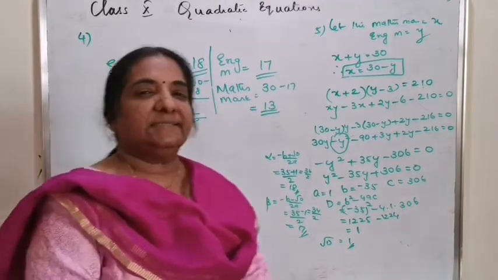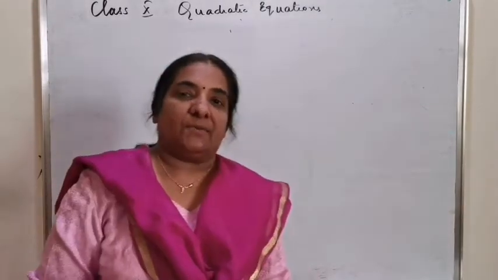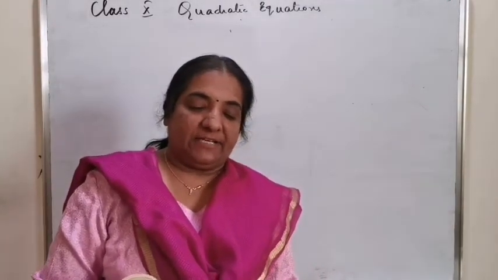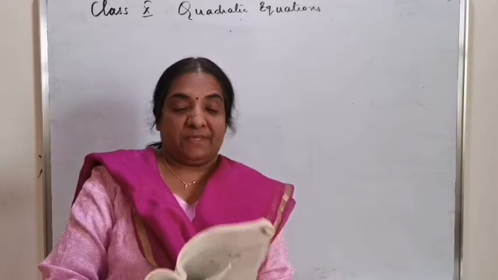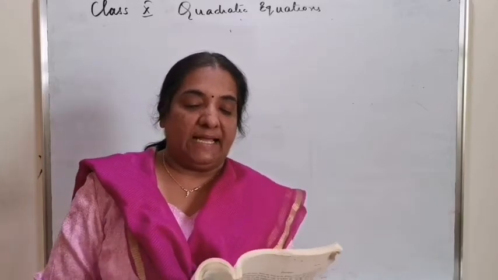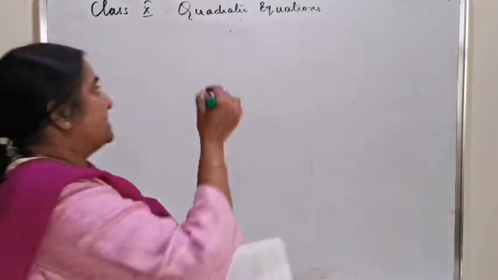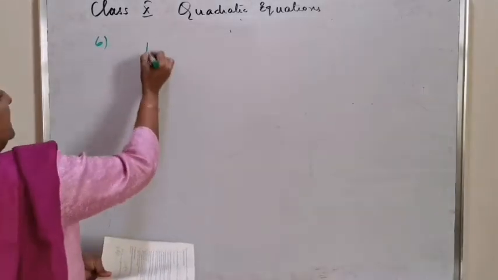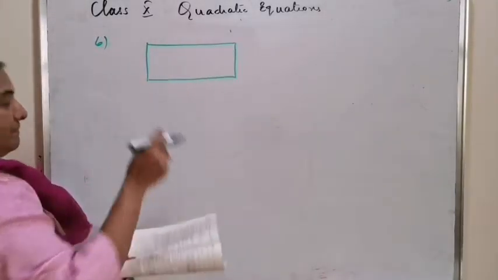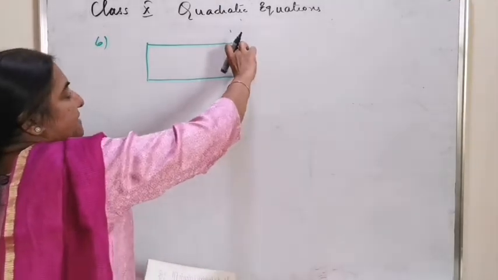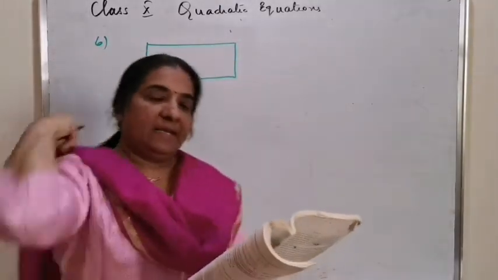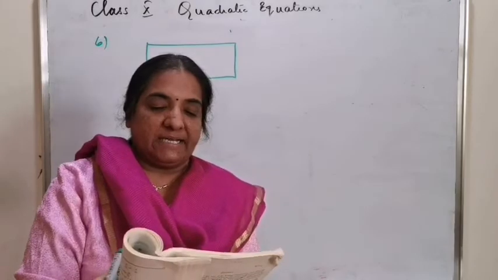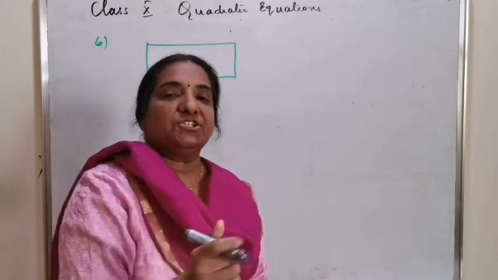Question number 6. The diagonal of a rectangular field is 60 meters more than the shortest side. That means it's dealing with a rectangle. The shortest side is the breadth and the longer side is the length. The diagonal of a rectangle is 60 meters more than the shortest side.